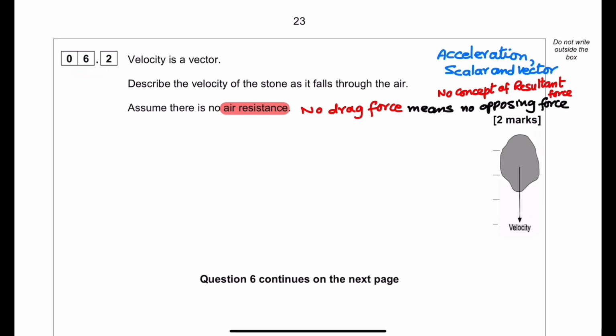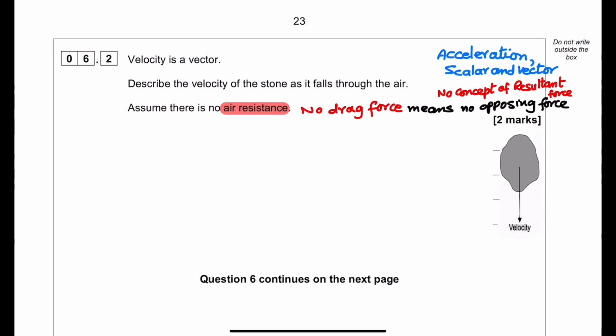6.2 is a question from the topic of acceleration and scalars and vectors. Velocity is a vector. Describe the velocity of a stone as it falls through the air. Assume there is no air resistance. We will see that as the stone is falling down, if there is no air resistance, it means there is no drag, so it will keep going in the same direction and the speed of the stone will keep increasing. Or we can say that the velocity of the stone will keep increasing uniformly because there is no drag force acting on the stone.